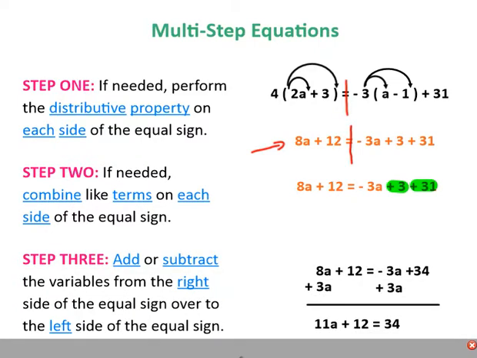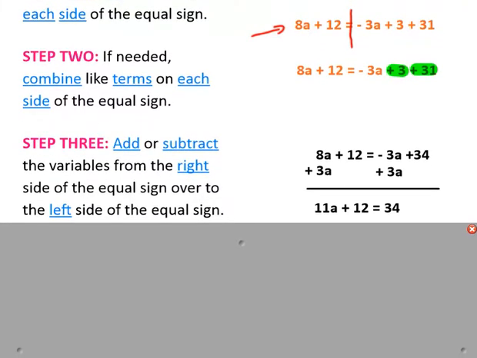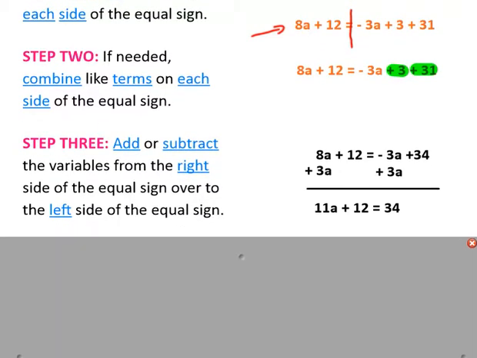All right, step three is really where we get to the new stuff here, okay? So here's my newly simplified problem. I did 3 plus 31, which is 34. So step three, add or subtract, and I'll show you how you know which one to do, the variables from the right side of the equal sign over to the left side of the equal sign, okay? So here's our equal sign.